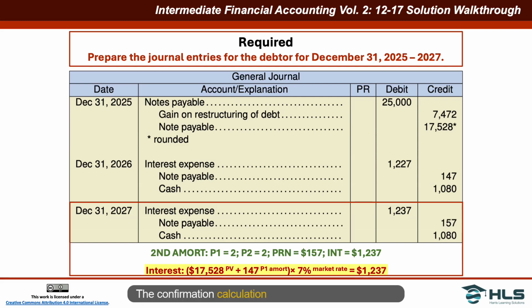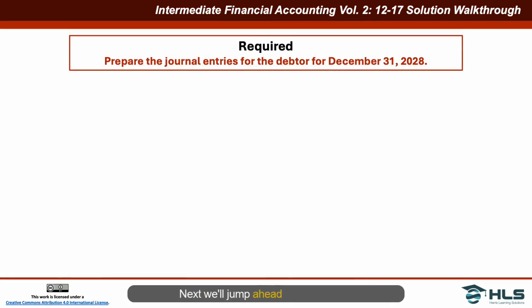The confirmation calculation for this is the initial $17,528 present value plus the $147 principal amortization in payment 1. That sum multiplied by 7% is $1,237. So we'll debit interest expense for $1,237. We'll credit the note payable for $157 and credit cash for $1,080. Next, we'll jump ahead one more year to December 31st, 2028.